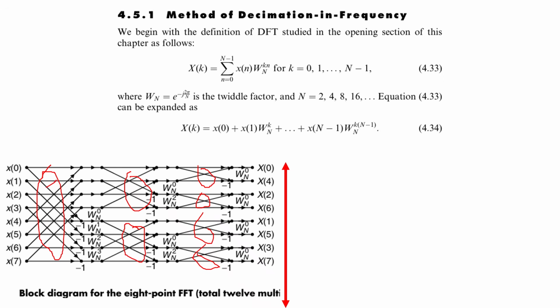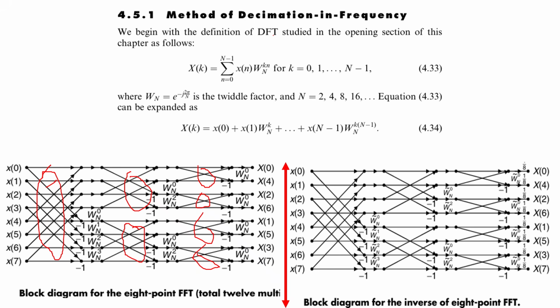So 8, 4 and 2, so 8 cross 1, 4 cross 2, and 2 cross 4, so total 8. So this is the block diagram related to your decimation in frequency, and just reverse in the decimation in time. So in decimation in time, we will see initially it will convert 2 cross 4, then 4, and then 8, right? So we'll continue to see.